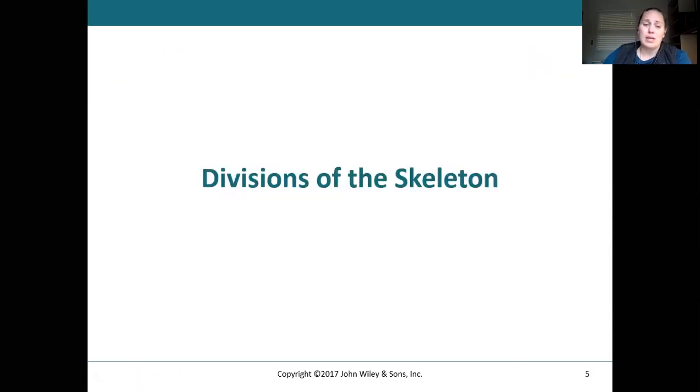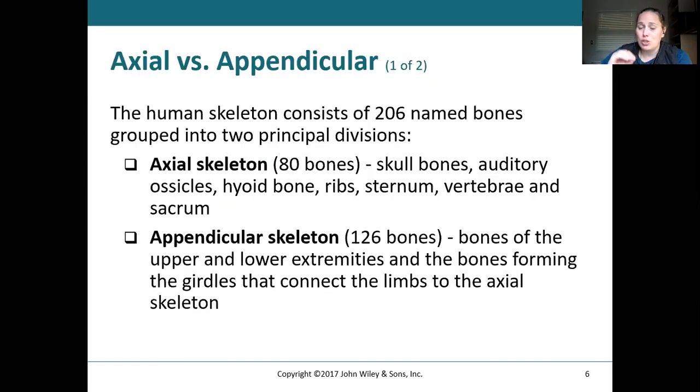Okay, so I keep talking about the divisions of the skeleton. If we break it down into the 2 main sections of the skeleton, you have the axial skeleton, which contains 80 bones. And so you've got skull bones, auditory ossicles, hyoid bones, ribs, sternum, vertebrae, and sacrum. Today we'll be going over skull bones. We'll mention the hyoid bone at the end of this lecture, and then we'll be covering the remaining axial skeletal bones in the lecture on Thursday.